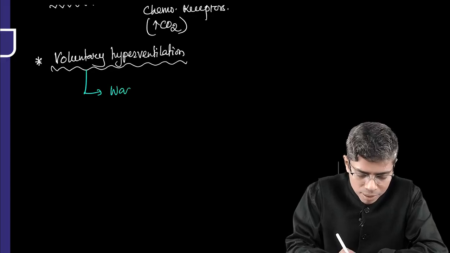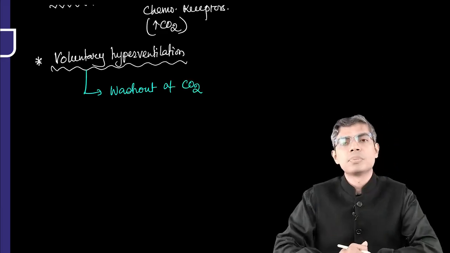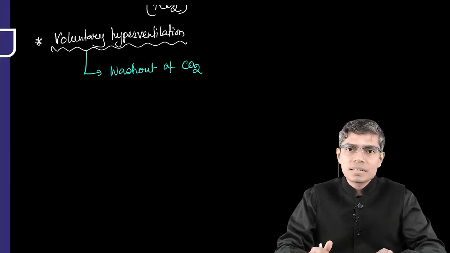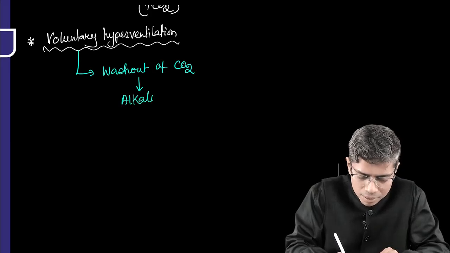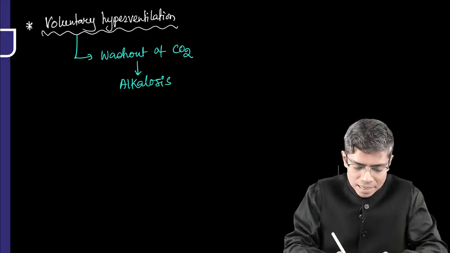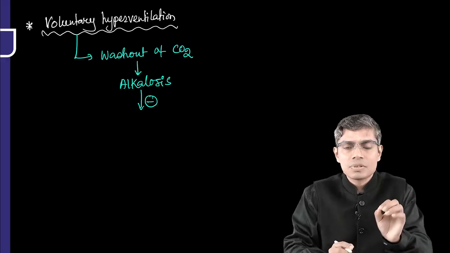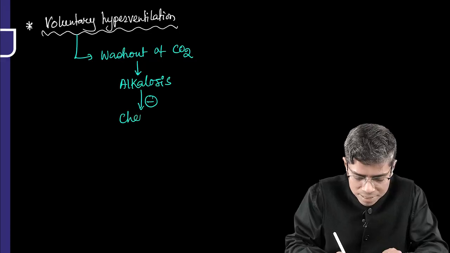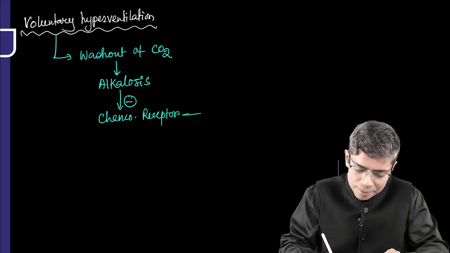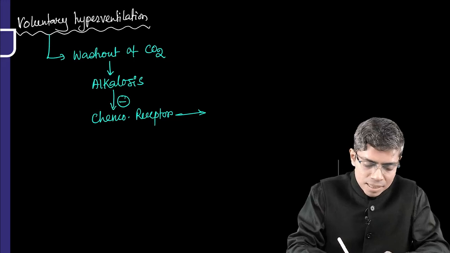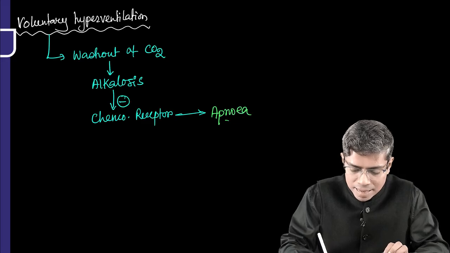So there will be more and more washout of carbon dioxide from the body. Whenever more and more carbon dioxide is washed out, what will happen? It will lead to alkalosis, and this alkalosis will cause stopping of your peripheral chemoreceptor. This alkalosis will be inhibiting your chemoreceptor, and whenever your chemoreceptor is inhibited, what will happen? At a certain point of time, there will be a temporary stoppage of your respiration, and that is known as apnea.